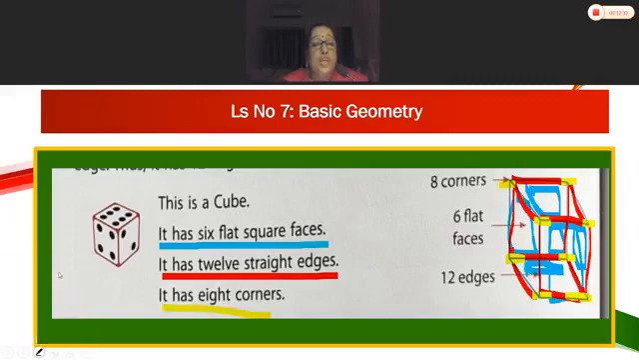Yes, what we have seen? 8 corners. This is a cube. It has 6 flat square faces. With the blue color, we have seen 6 flat square faces. Now with the red color, we have seen 12 straight edges. Okay, you can see in the figure with the red color. Now we have done with the yellow color, that are the corners. It has 8 corners. Yes.